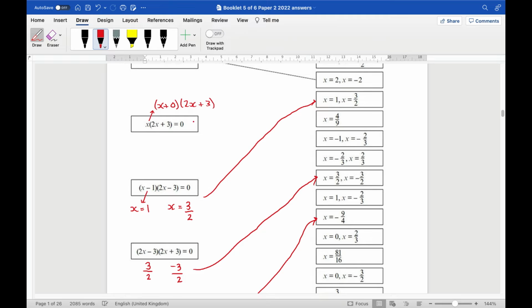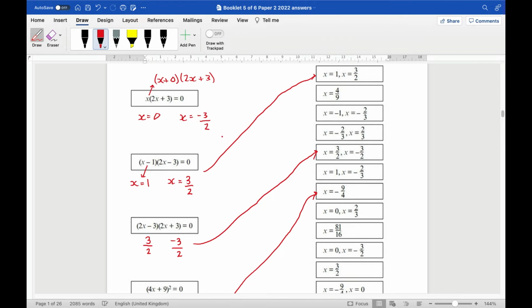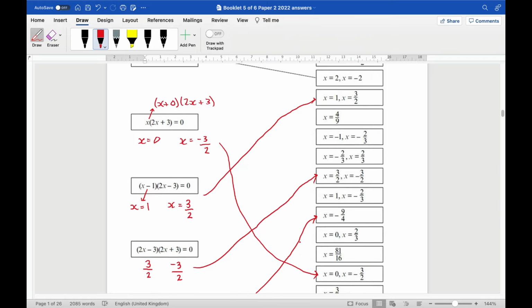That times that bracket equals 0. So either, in this case, 0 is an answer, because the opposite of plus 0 is minus 0. Well, okay, the answer is 0. The other answer here would be the plus 3 would become minus 3 over 2. So I'm looking here, 0 is included, but also minus 3 over 2, which actually is down there. And then now I'm going back a page.